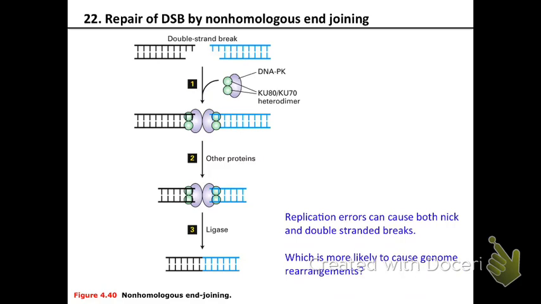Okay, so here's a question for you. We talked about replication errors causing both nick and double-strand breaks. Which is more likely to cause genome rearrangement? That means part of the genome, part of the chromosome goes on and sticks to another part of the chromosome. Will nicks or double-strand breaks cause bigger problems? Double-strand breaks, right? The reason is that if you don't have homologous recombination to repair that, non-homologous end joining can join the ends of the DNA.